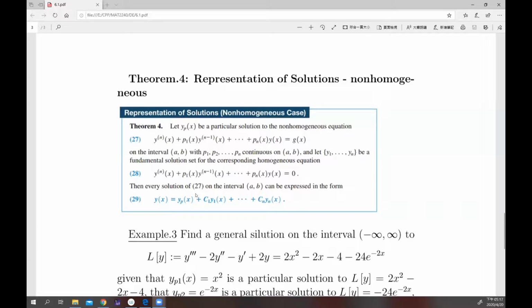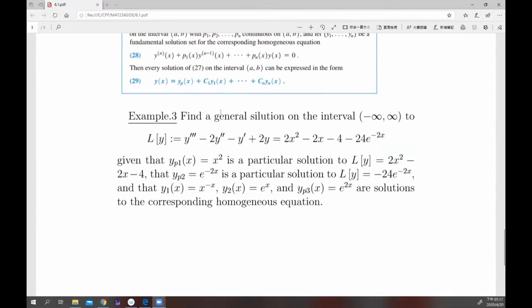Then for every solution of equation 27, the non-homogeneous case, this can be expressed in the form of y of x is equal to y sub p, which is the particular solution, plus the solution from the homogeneous part, right? So the C1y1 up to Cn yn, when you add them all together, they give you the homogeneous solution. And we just add that to the particular solution, and we will get the solution to the non-homogeneous case, right? So next, we're going to look at example 3 together.